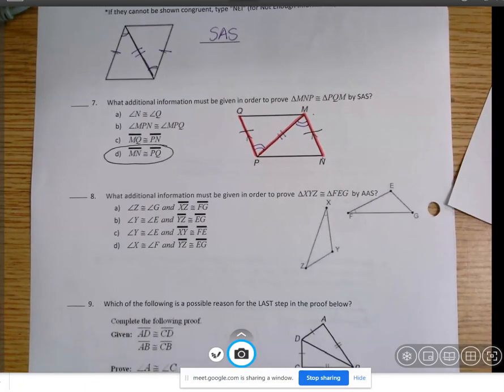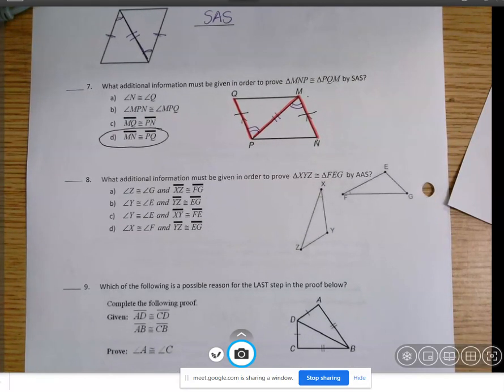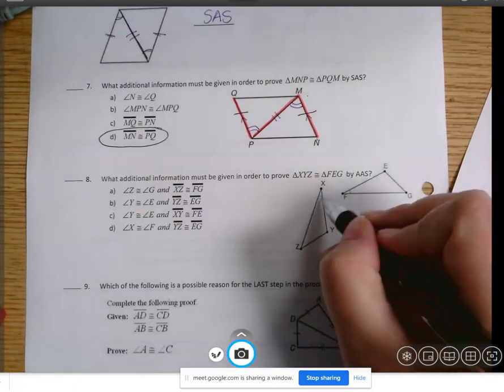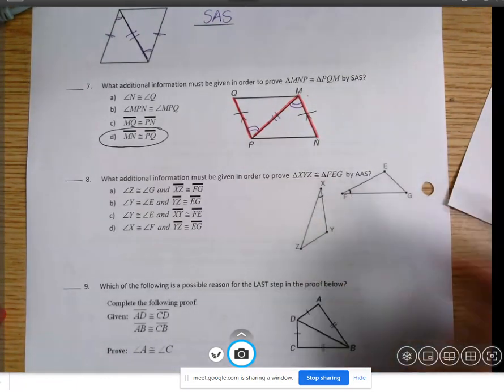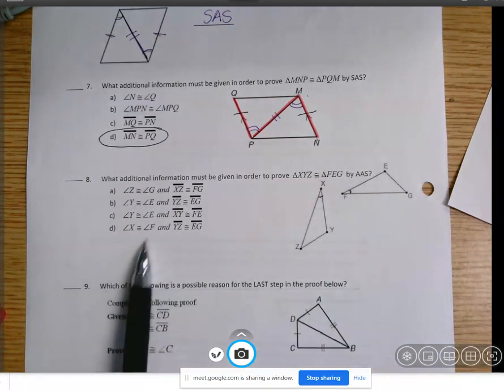Number 8, what additional information must be given in order to prove that triangle XYZ is congruent to triangle FEG by angle, angle, side? Okay, here's an angle. We've got one pair of angles. If it's AAS, then I'm going to have another pair of angles and a pair of sides, which is what all these are, so that's cool.